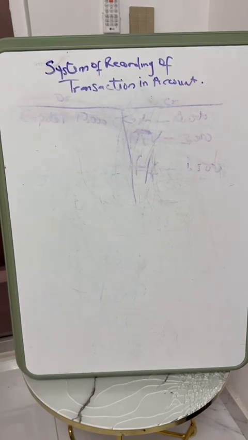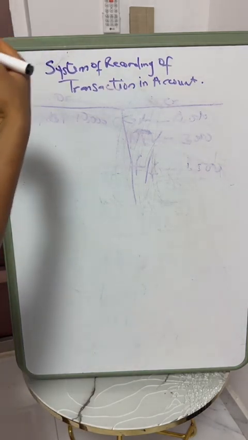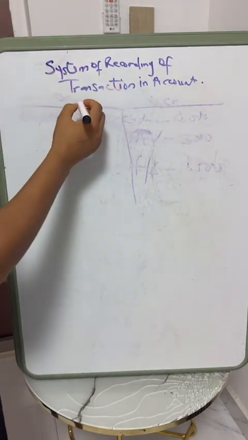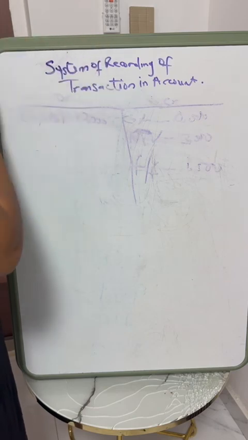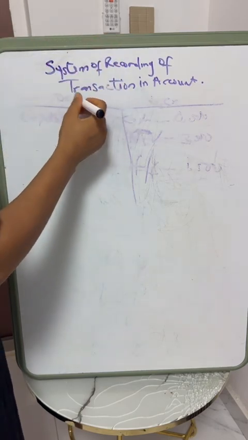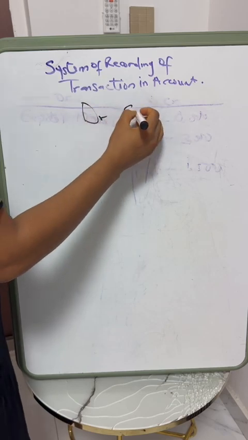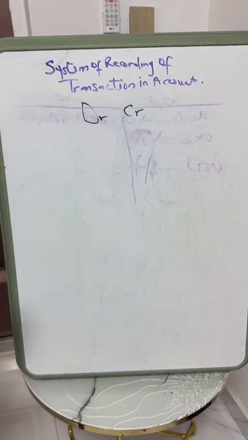Okay, so we are going to talk about the system of recording of transaction in accounts. Yesterday I was trying to explain this principle, which I know is very important in all accounts, in all your recording as an accountant. Okay, the principle of debit entry and credit entry. That's what we were talking about yesterday. And today we are trying to look into the system of recording of transaction.